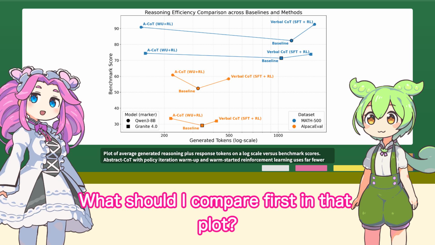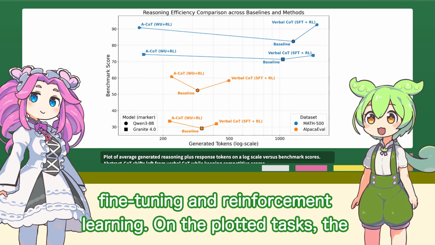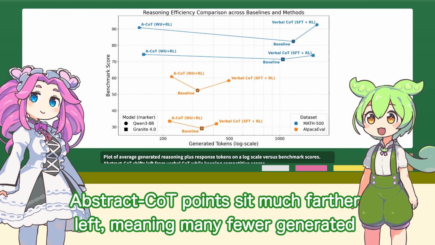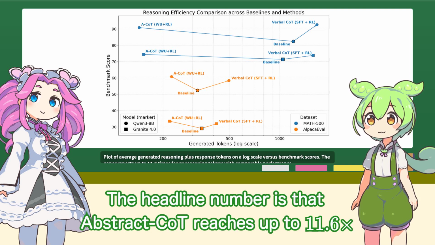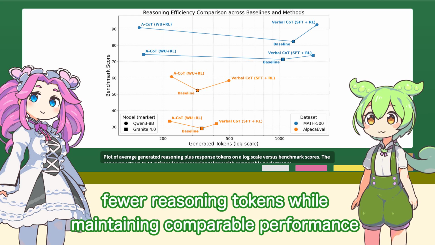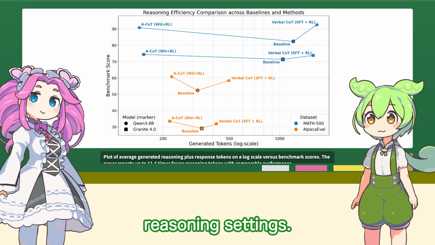What should I compare first in that plot? Compare abstract CoT with verbal chain of thought after supervised fine-tuning and reinforcement learning. On the plotted tasks, the abstract CoT points sit much farther left, meaning many fewer generated tokens, while their scores stay close to or above the verbal counterpart. The headline number is that abstract CoT reaches up to 11.6 times fewer reasoning tokens while maintaining comparable performance across the tested math, instruction following, and multi-hop reasoning settings.